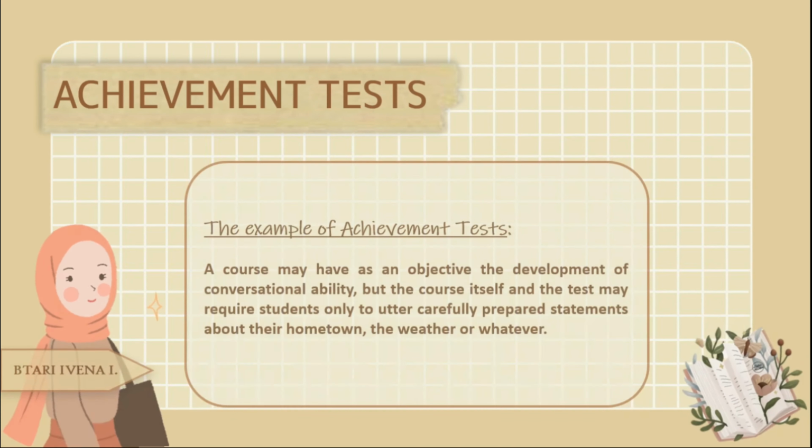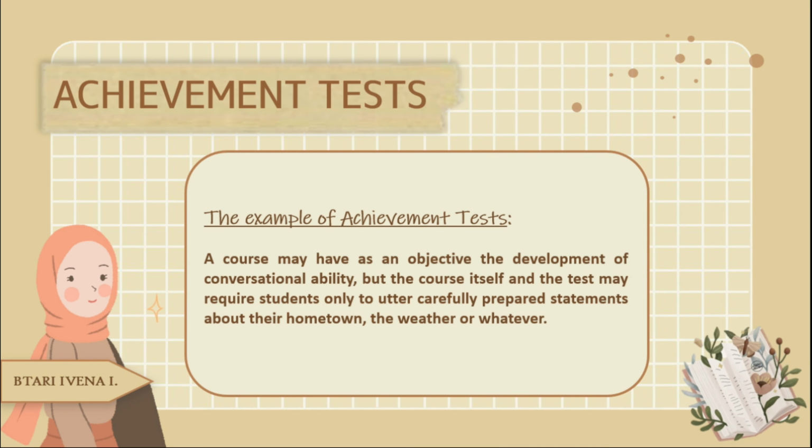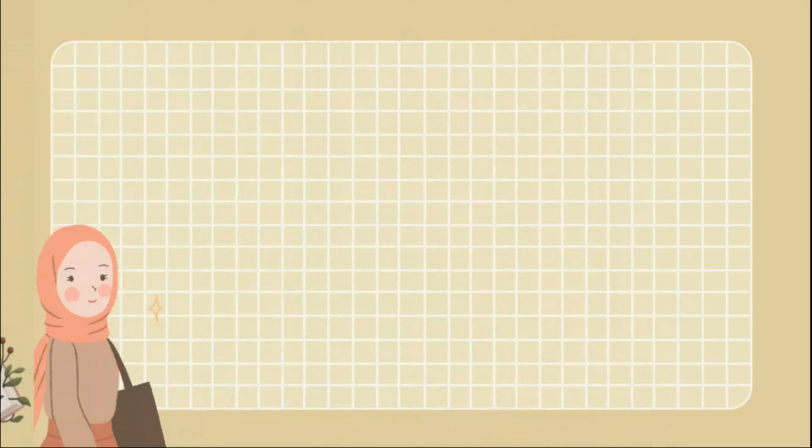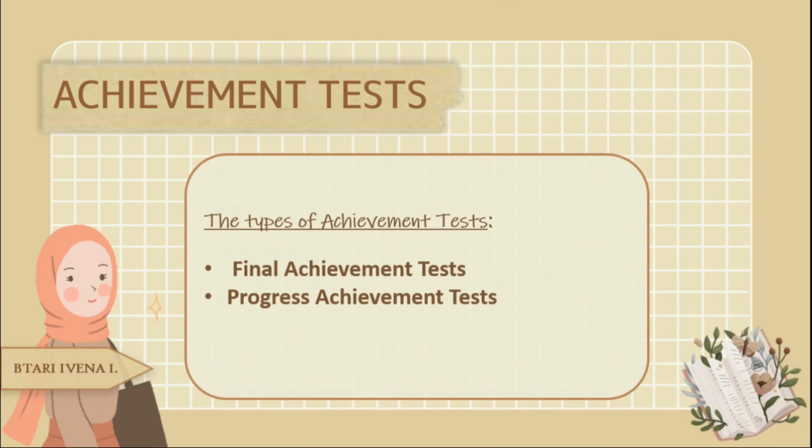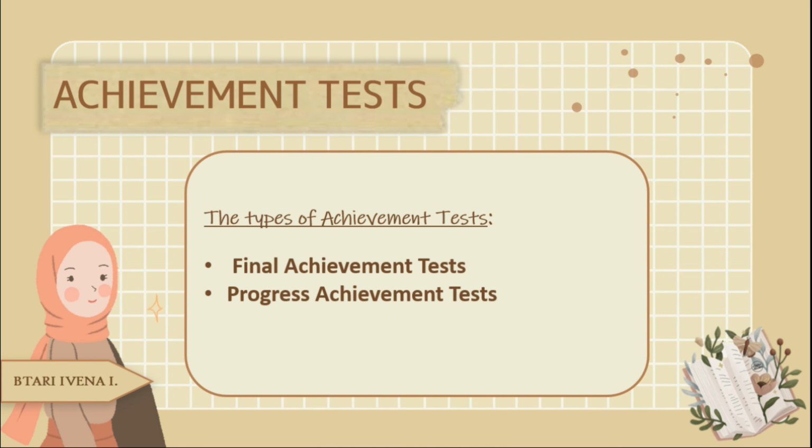Example of achievement test. For example, a course may have as an objective the development of conversational ability, but the course itself and the test may require students only to utter carefully prepared statements about their hometown, the weather, or whatever. There are 2 types of achievement test. First, final achievement test, and second, progress achievement test.